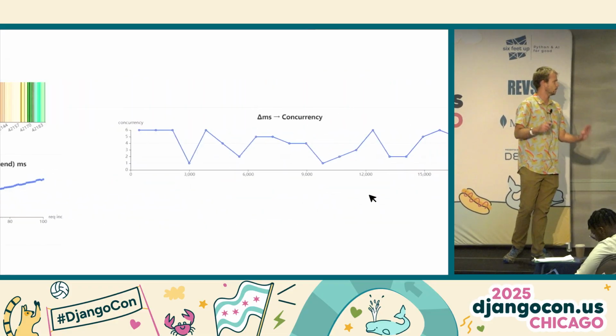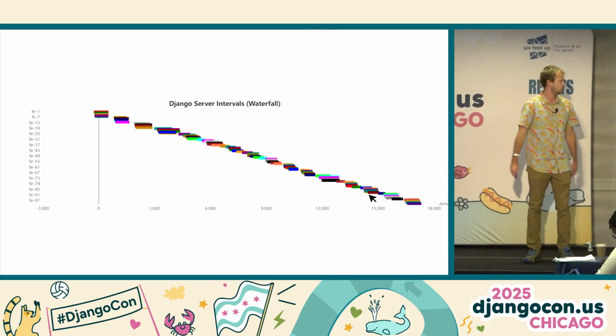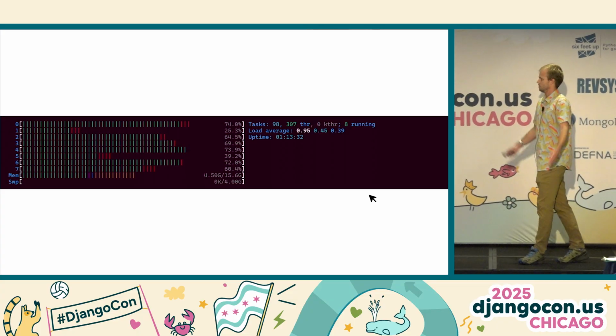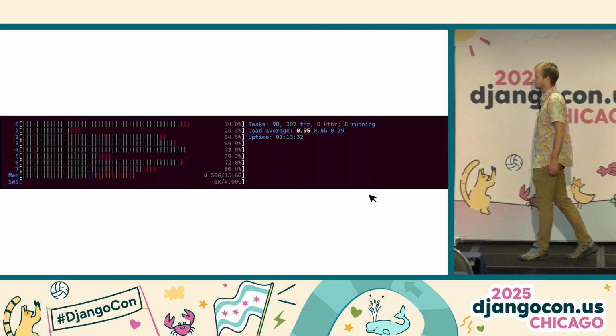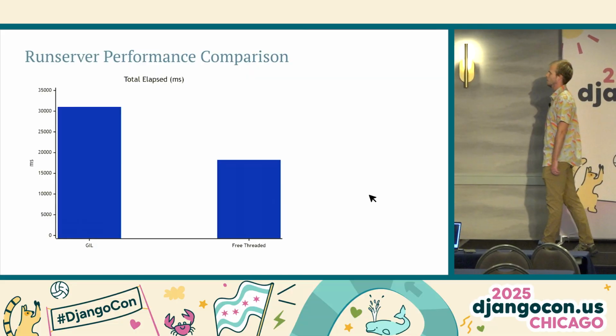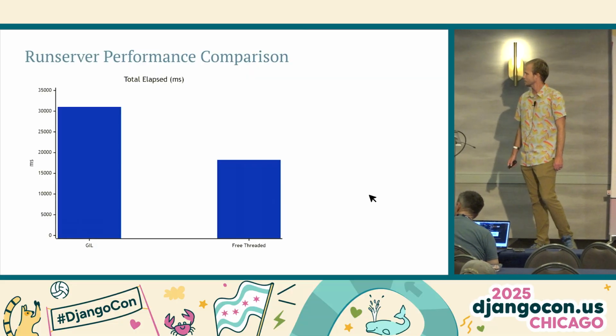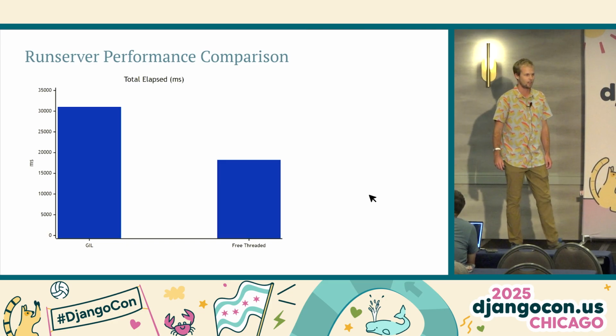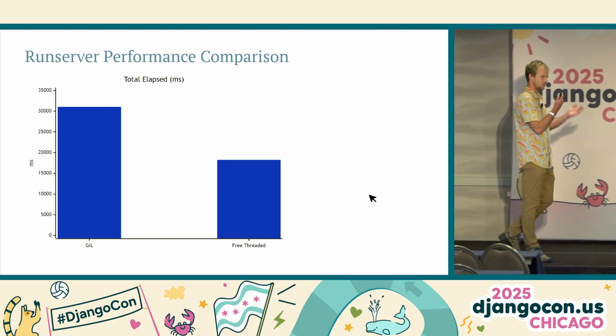And I'm not going to go too much into the graph. There are some differences, but my CPU usage monitor is spiking on most of the cores now. So you can see they're all running at the same time. And to cut to the chase, runserver got 40% faster on my laptop. Let's give it a round of applause.